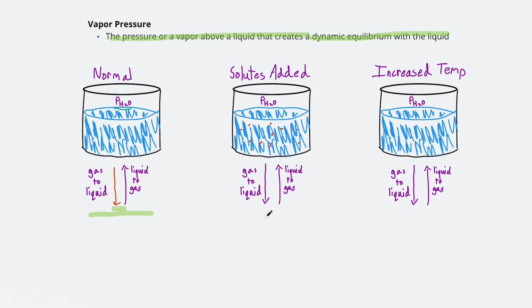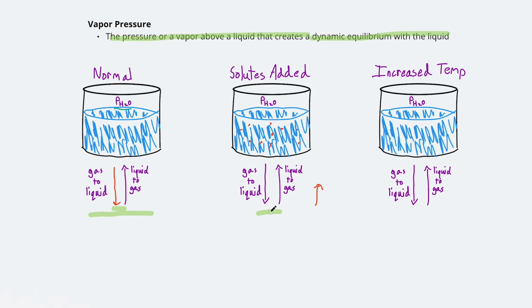Now let's look at what happens to vapor pressure whenever we add solutes. So this middle image is basically what we talked about on the left. Equilibrium has been established, and then we added solutes. When we add solutes, just like what we said earlier in the video, it now makes it harder for the liquid to become a gas. So your rate of liquid to gas has gone down. That's what's represented by that shorter arrow. But the rate of gas to liquid is unaffected.